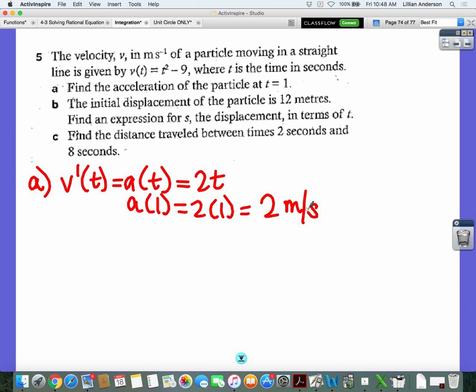Now, for B, it says the initial displacement of the particle is 12 meters. Find an expression for S, the displacement, in terms of t. So, initial displacement means what? Who can tell me what initial displacement means?